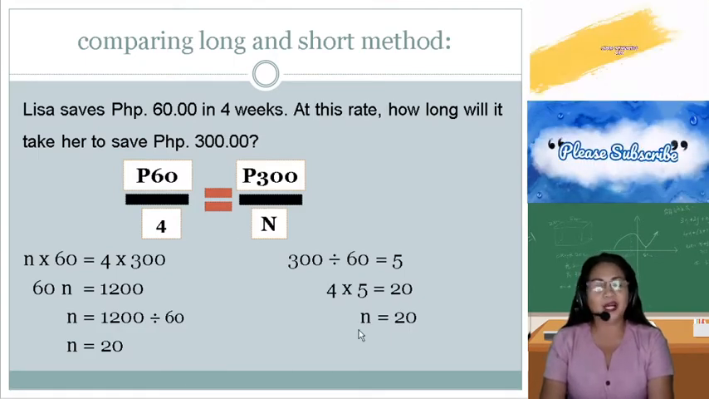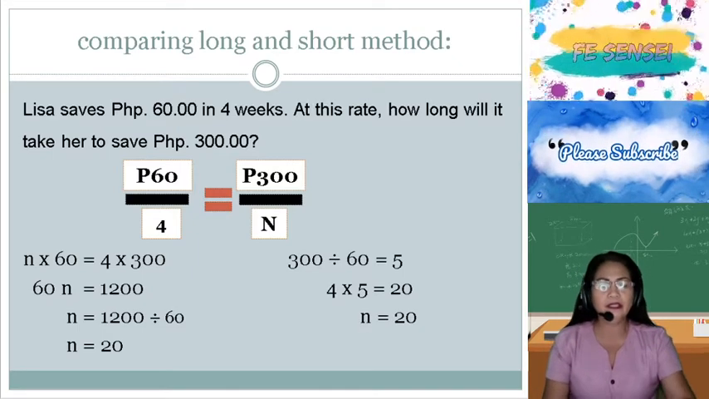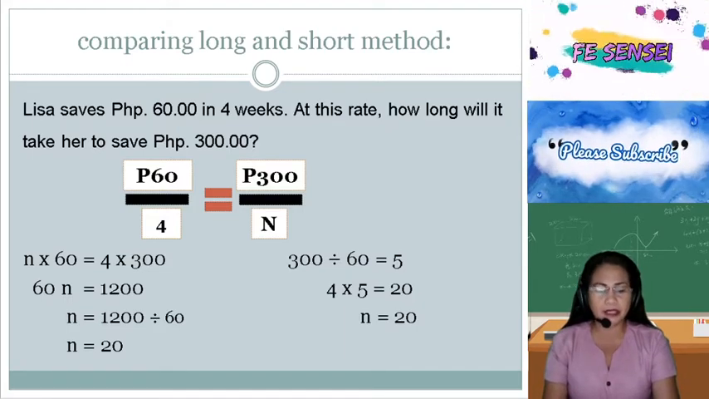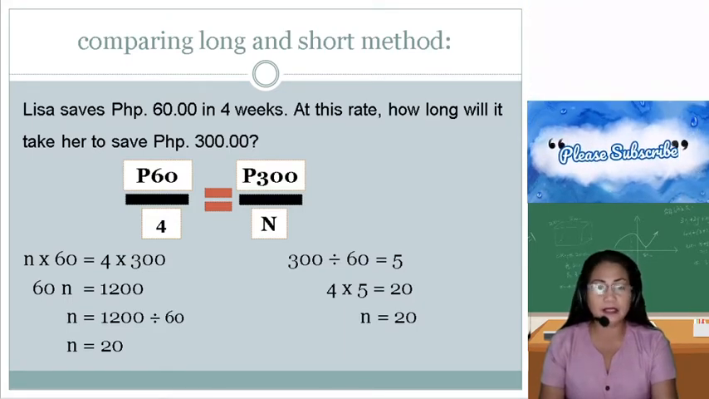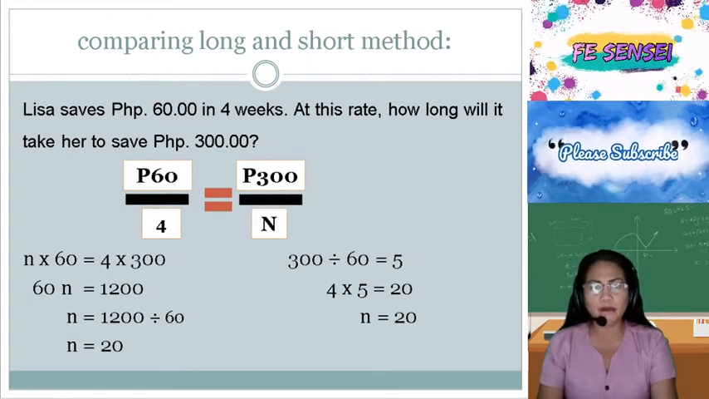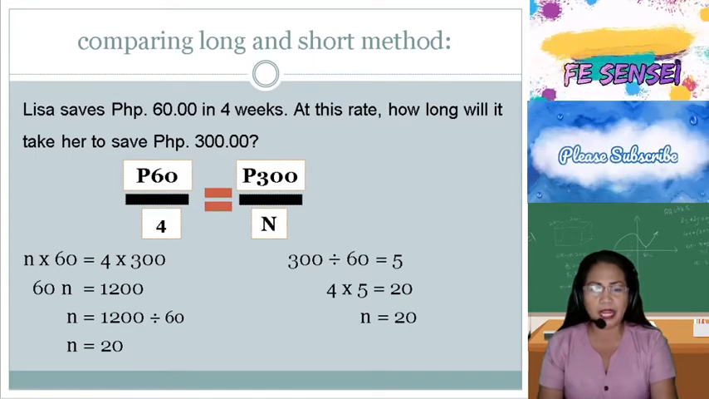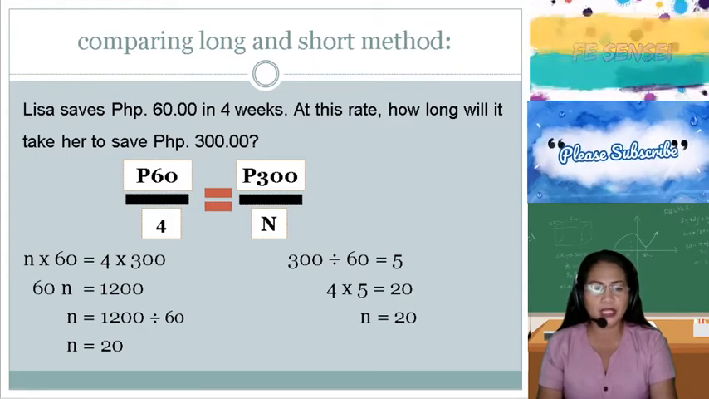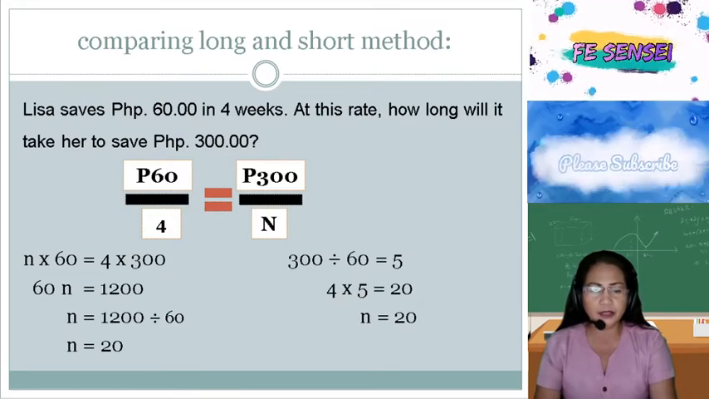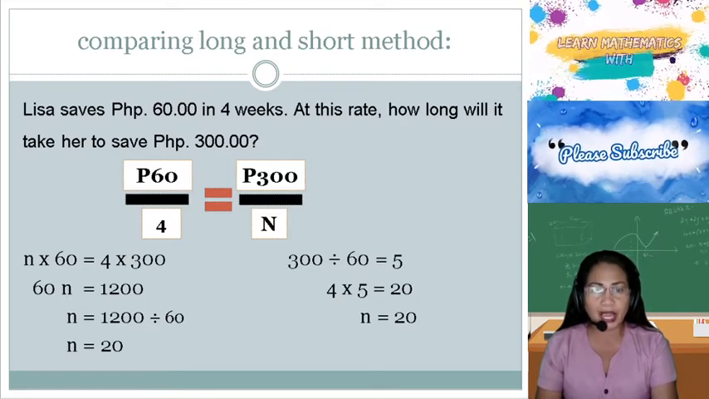And that's the answer. So, using the long method, or the cross multiplication method, and the shortcut method, you will arrive at the same answer. So, if you want to be sure of your answer, do it in cross multiplication and check your answer in the shortcut method, and vice versa. You can do it in the short method, then do the long method to check your answer.